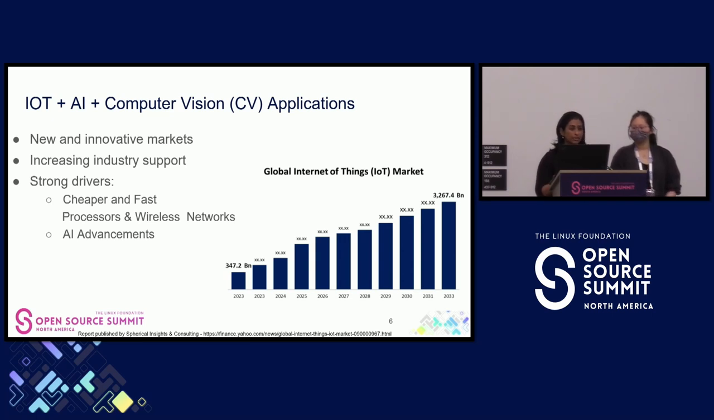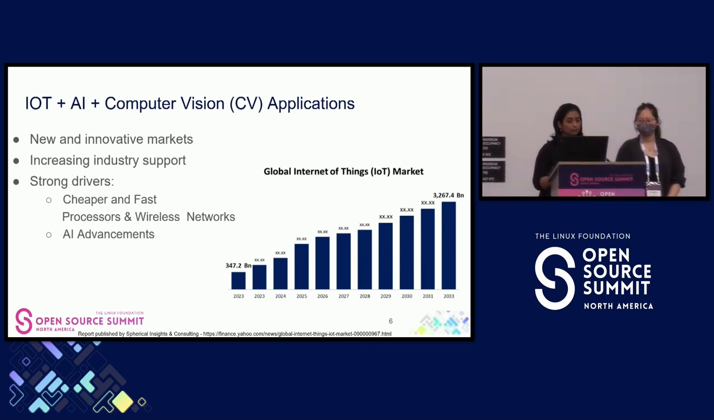Now, computer vision applications are becoming very popular based on AI and IoT in this space, mainly because in the Internet of Things realm, if you consider a camera as a thing, it is collecting all this visual data, or videos and images. So that's why computer vision is becoming very, very popular.